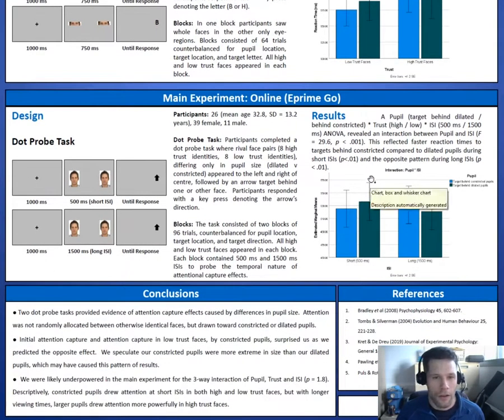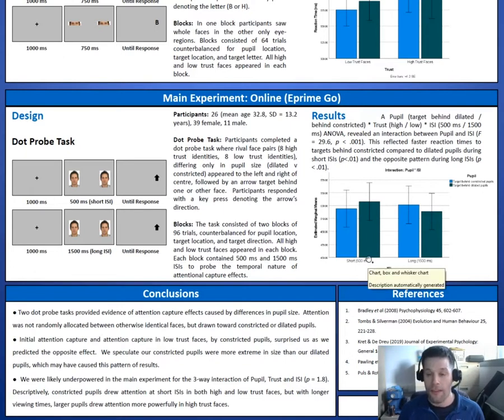So when Hannah conducted her master's thesis, which she did online because of the lockdown using ePrimeGo, she decided to probe the time course of this effect. So she dropped the whole and partial faces, which we hadn't seen a significant effect for, and instead used a shorter ISI of 500 milliseconds mixed with a longer ISI of 1500 milliseconds. And otherwise, the experiment was identical, except the participants were responding to arrow direction targets rather than letter targets.